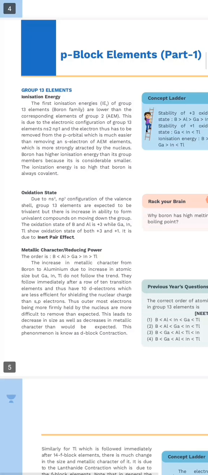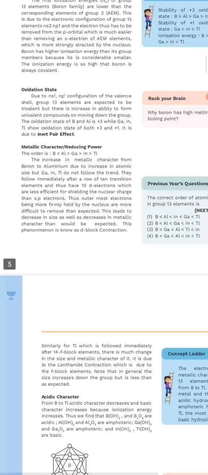group 2. This is due to the electronic configuration of group 13 elements, ns2 np1, and the electron thus has to be removed from the p orbital, which is much easier than removing an s electron, which is more strongly attracted by the nucleus. Boron has higher ionization energy than its group members because it is considerably smaller. The ionization energy is so high that boron is always covalent.